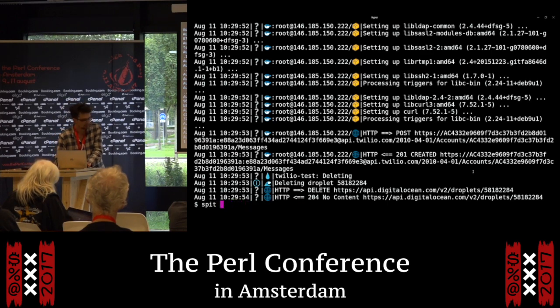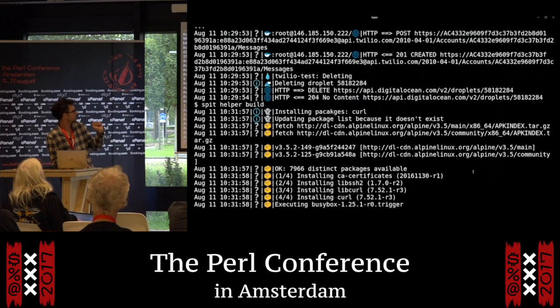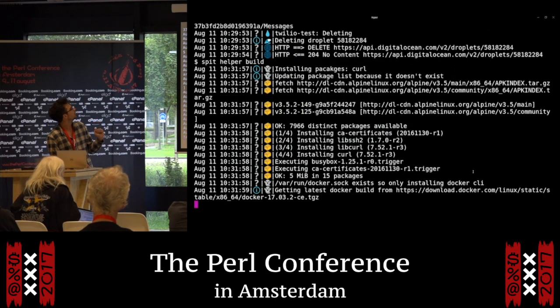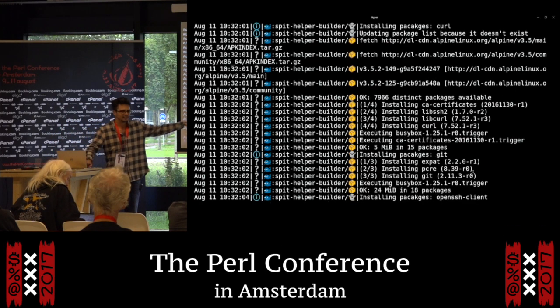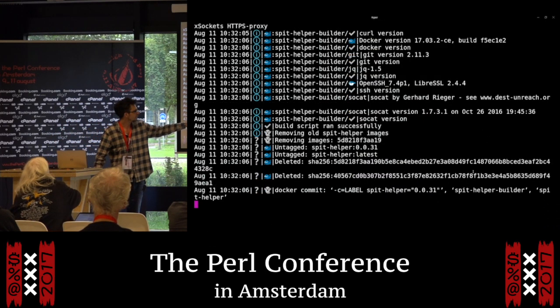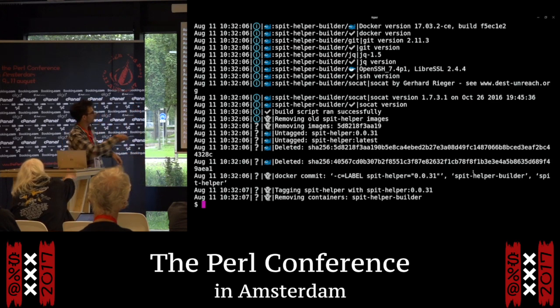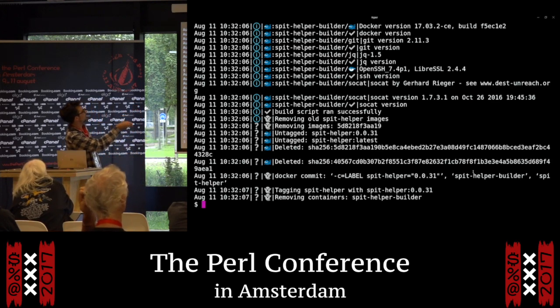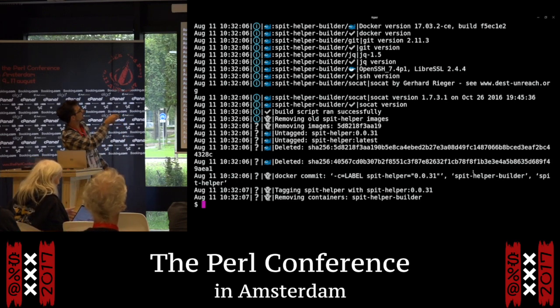So I'm going to run spit helper build. What it's going to do is now build the helper image. You can see this is the whale. The whale is Docker, right? Well, that was super fast. Oh, no, right, we're using this now. So this is the Docker, and this is the Spit helper image, and now it's just running stuff inside here.